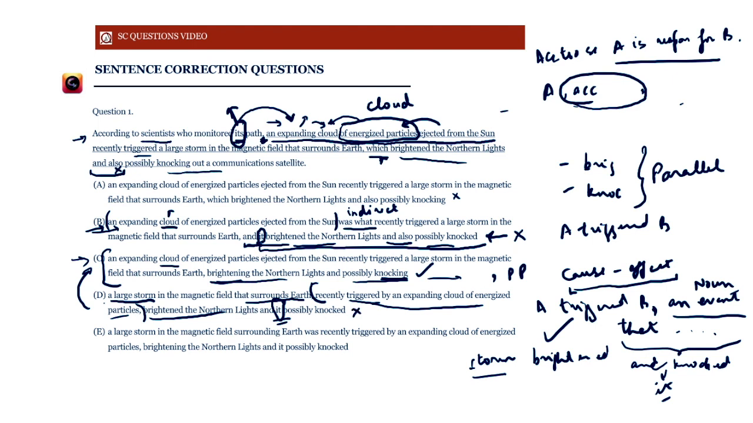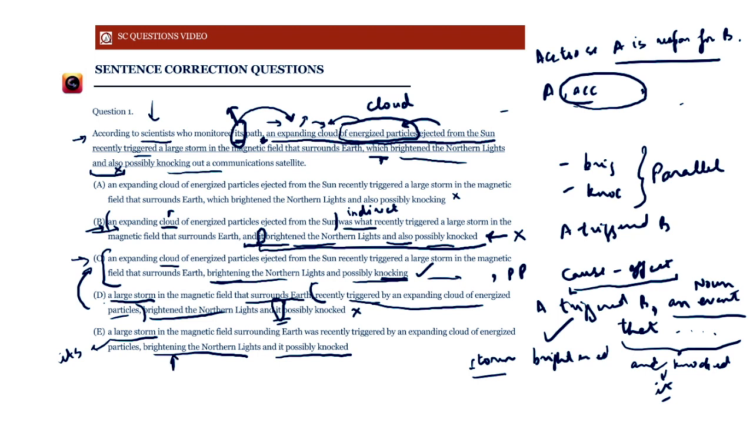Let's look at option E, a large storm again. So our storm becomes the subject of the main clause, and this is what it refers to in our attributive tag over here. Okay, a large storm in the magnetic field surrounding Earth was recently triggered by an expanding cloud of energized particles. All right, so now the main clause tells us that a large storm was recently triggered by an expanding cloud of energized particles, brightening the northern lights, and it possibly knocked out a communication satellite. Now, multiple problems, of course.